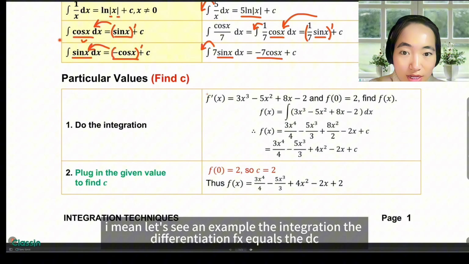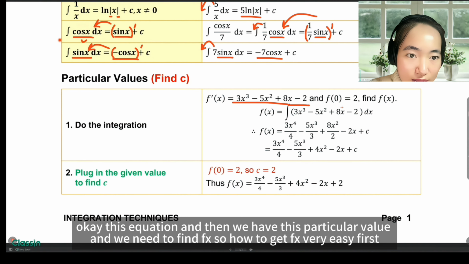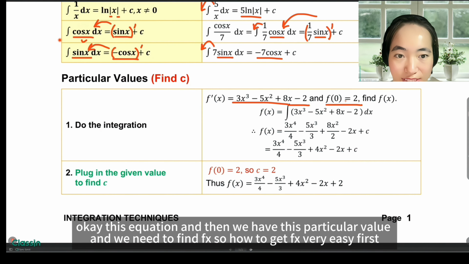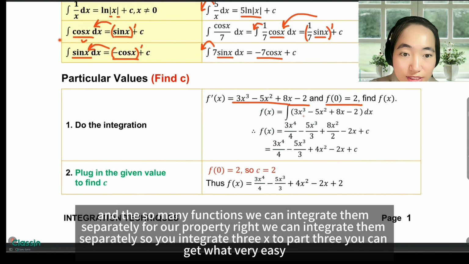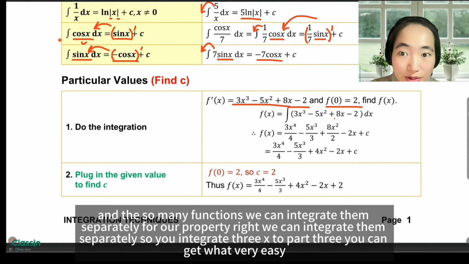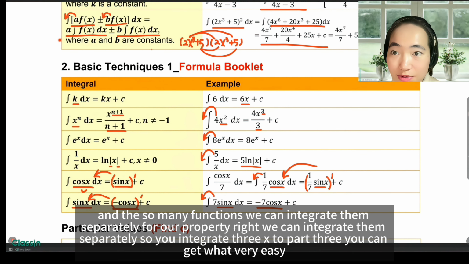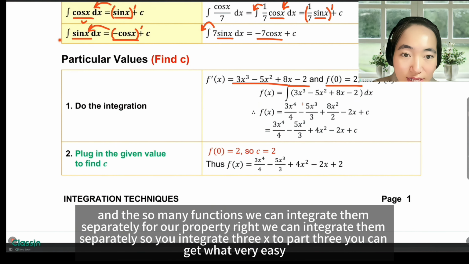Let's see an example. The differentiation f'(x) equals this equation, and then we have this particular value, and we need to find f(x). So how to get f(x)? Very easy. First, f(x) equals the integral of this expression, right? And there are so many functions. We can integrate them separately from our property, right? We can integrate them separately.